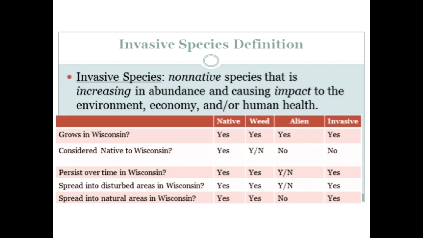This little chart here is just a handy reference. You'll notice that you have categories of native, weed, alien, and invasive, and they have different characteristics. I chose Wisconsin here. So you can have a native plant that obviously grows in Wisconsin, and weeds can, aliens can, invasives can. And you can look through it and see what some of the differences are in those different categories.